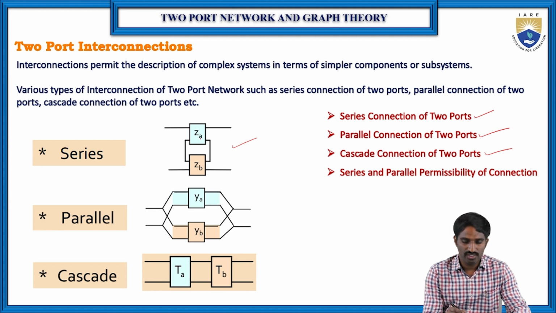As you know, there are two networks connected in series: ZA and ZB. Let us consider the resultant network to be Z. Then what is Z in terms of ZA and ZB? We are going to derive the relation between Z and ZA and ZB, where Z is the resultant network, which again has two ports.